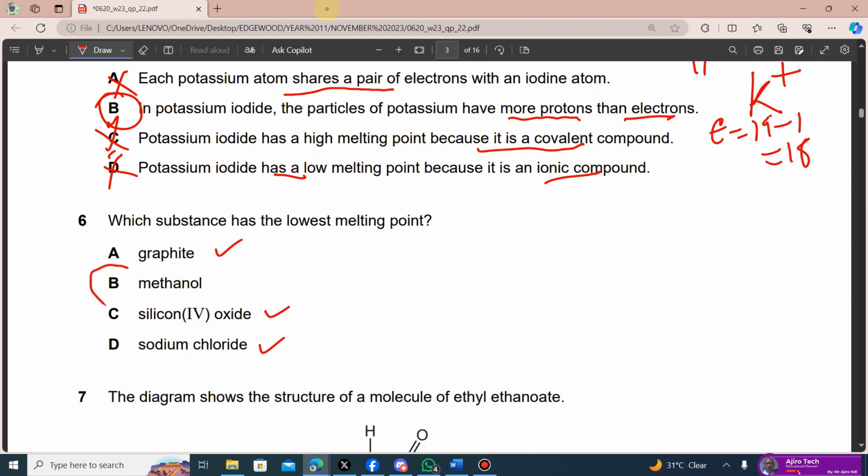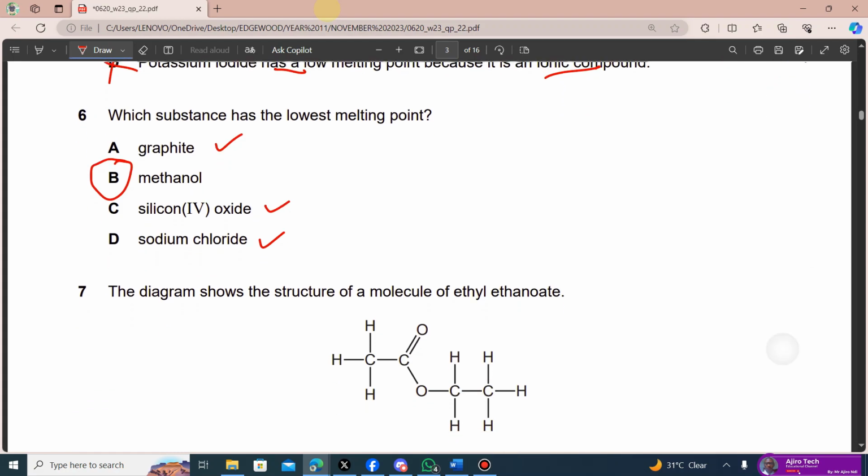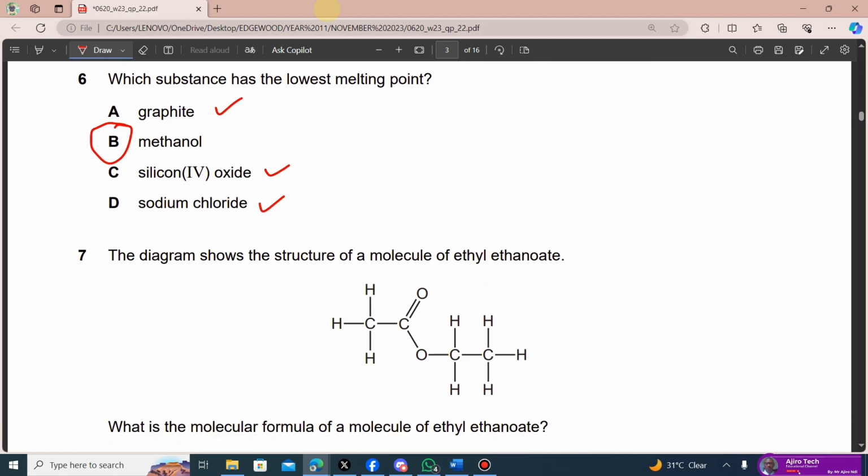If you look at the methanol, it has weak intermolecular forces present there, and that means it should have the lowest melting point as far as these compounds are concerned. And also, if you look at graphite, silicon dioxide, and sodium chloride, they are majorly solids, but methanol has this liquid form. So that's for that.